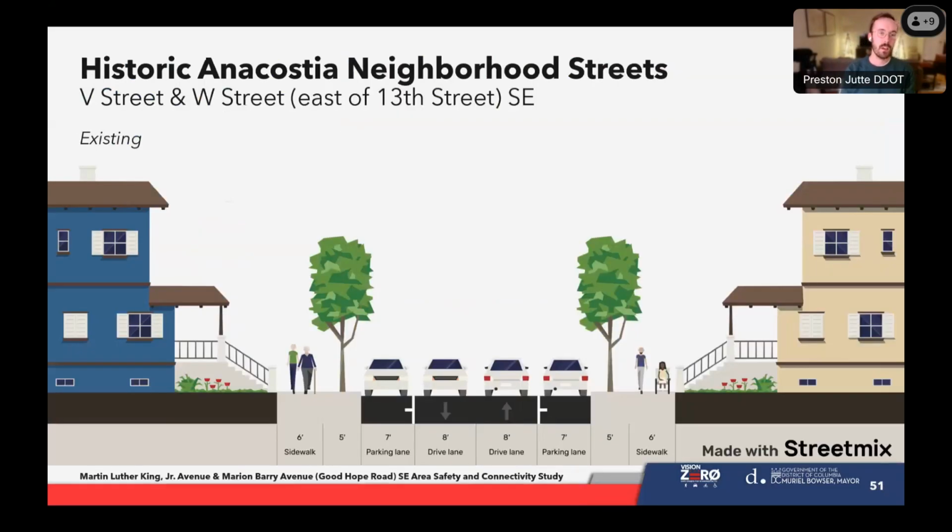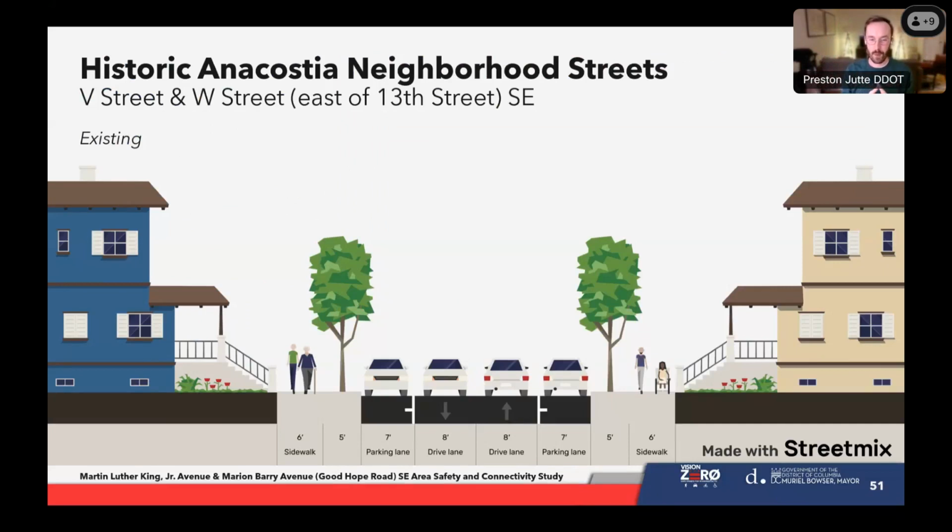Next slide, please. So you'll see some existing, right? So this is if you cut the street down the middle, what I'm looking at. So in this one, this would be, for instance, V and W Street under existing conditions. They've got really tight parking lanes. They're not striped under existing conditions, right? But they're pretty tight. And then we've got driving lanes that don't meet our standards, right?